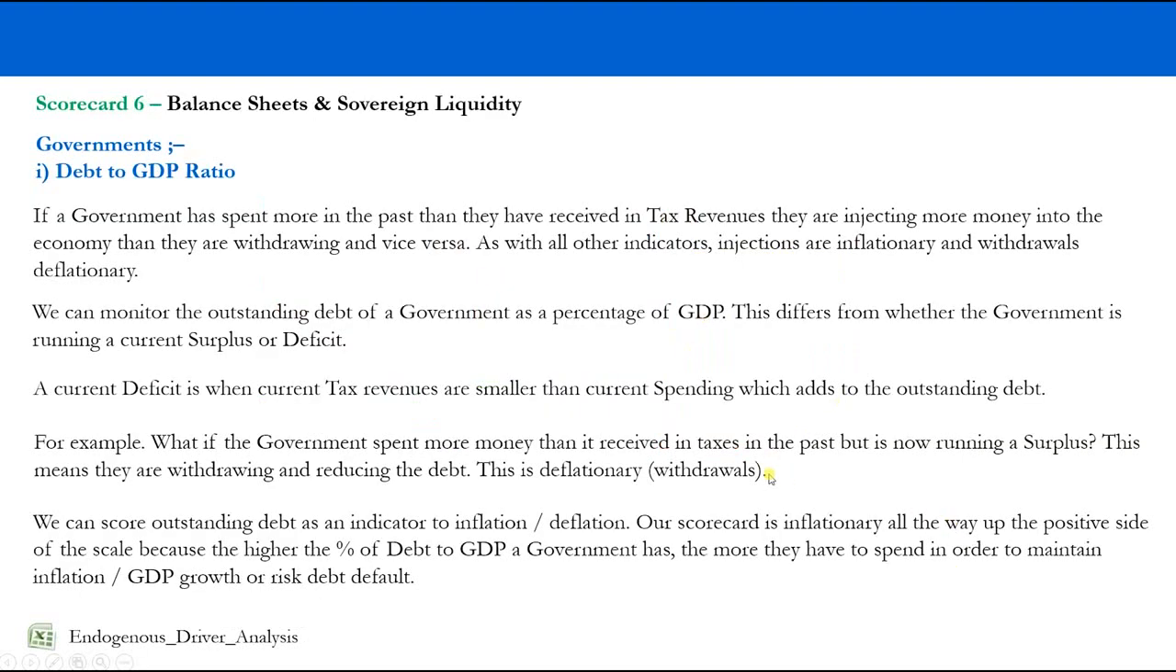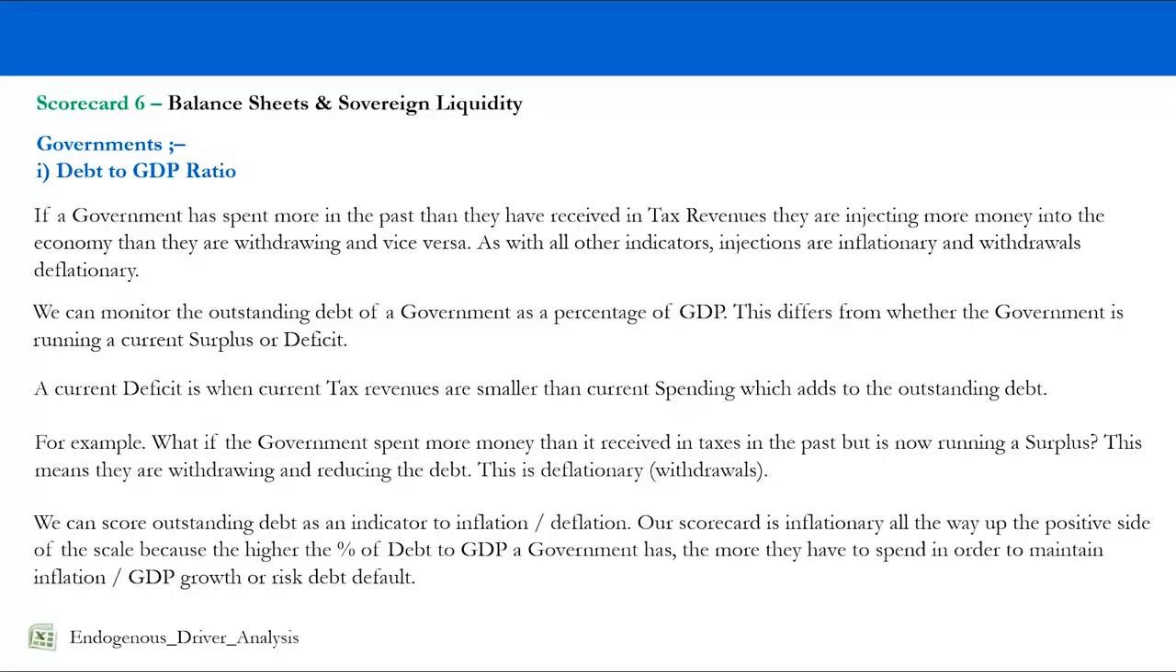So let's look at our first driver. We're going to be looking at, first of all, the US government, and we're going to be looking at the debt to GDP ratio. So before we go over to the endogenous driver analysis spreadsheet, let's have a look at why we actually look at this and how we analyze the debt to GDP ratio and the background to it. Well, basically, it comes from tax revenues. That's where it all emanates from. If a government has spent more in the past than they've received in tax revenues, then they're basically injecting more money into the economy than they are withdrawing, and vice versa.